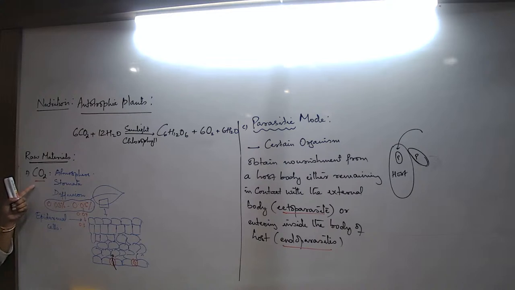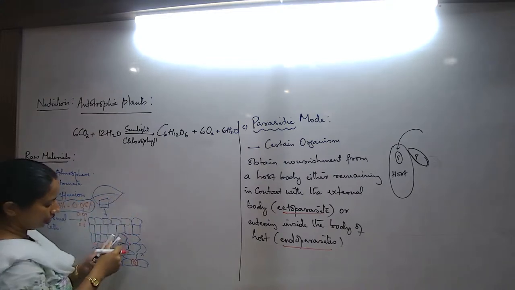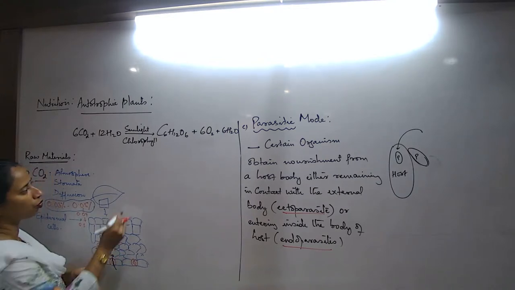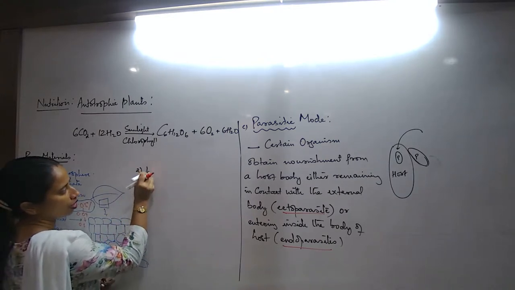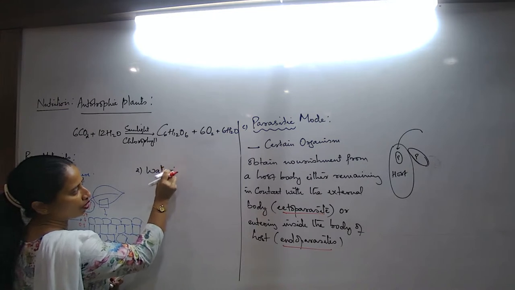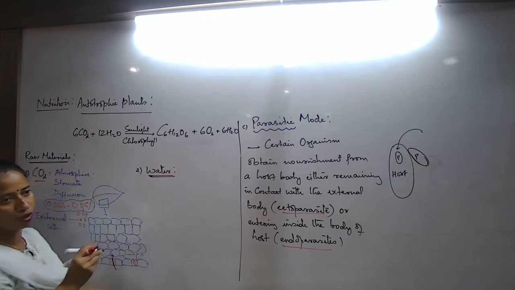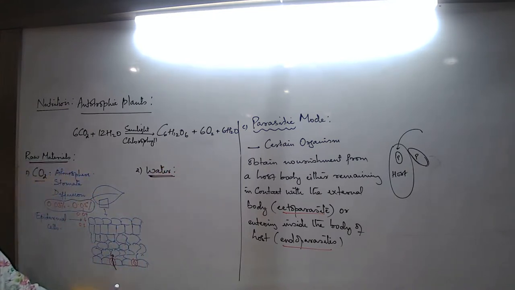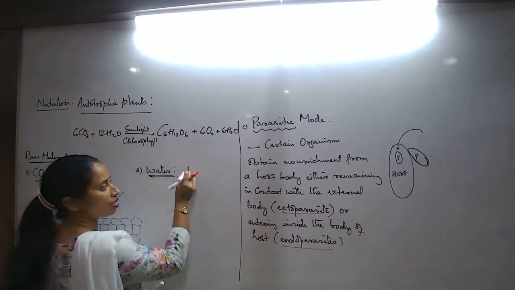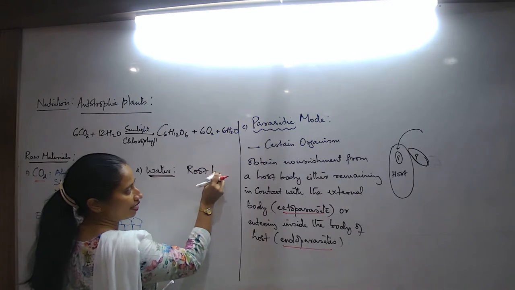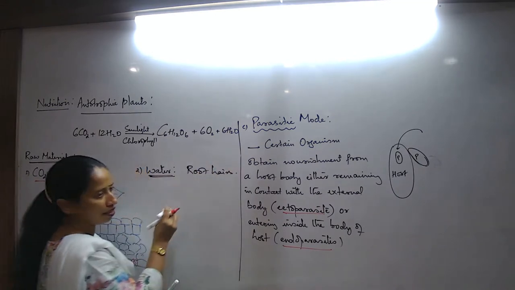So we have been talking about carbon dioxide. What is the second raw material that we have to understand here? The second raw material that we talk about is water. Now tell me, how should the plant cell, how should the leaf get the water? Which part of the plant? Root hairs. Yes, root hairs.